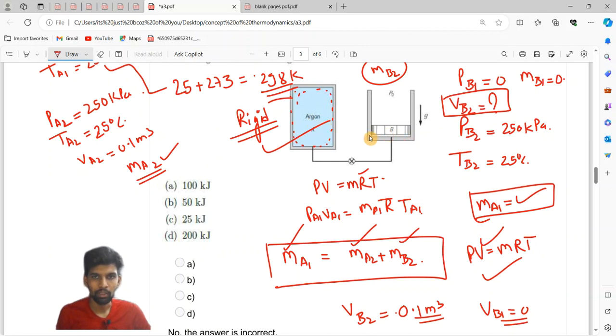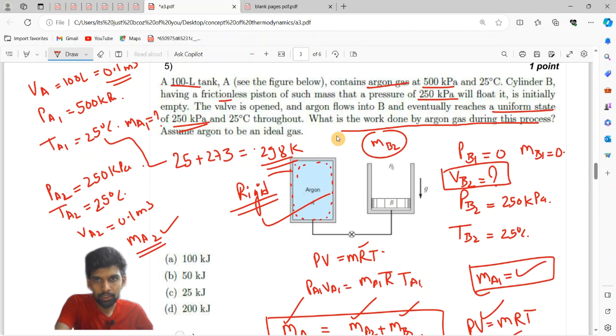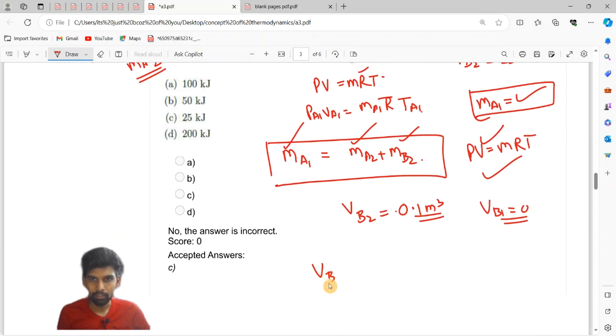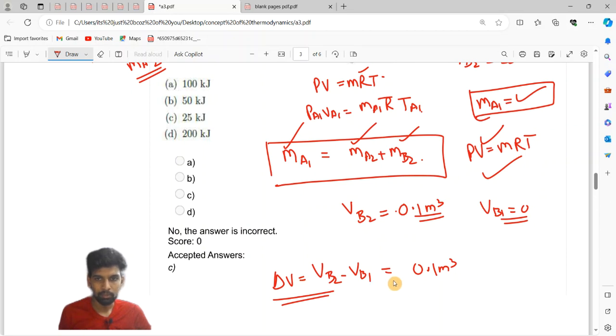So what they are asking is, what is the work done by the argon gas during the process? So work done by argon gas during the process is only to raise this piston by the volume equal to VB2 minus VB1, that is nothing but 0.1 meter cube. Means this much change in volume is brought about by argon gas during the process.